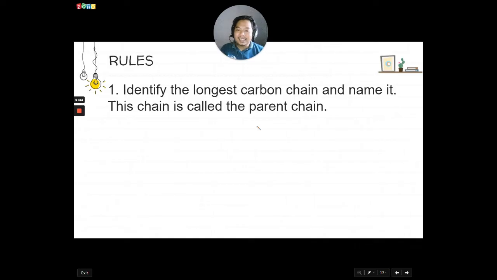So, the rule is, we identify the longest carbon chain and name it. The chain is called the parent chain. Some books would call it the main chain. Some would call it the mother chain or the stem chain. Those 4 are synonymous: parent, mother, stem, main chain. So don't get confused if other textbooks or reading materials use another term for parent chain.